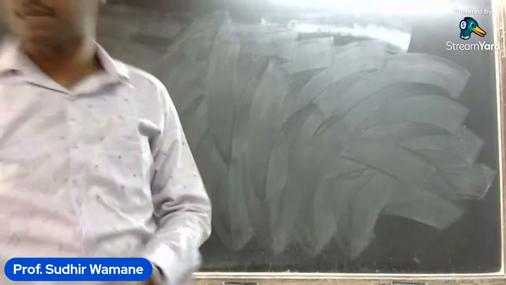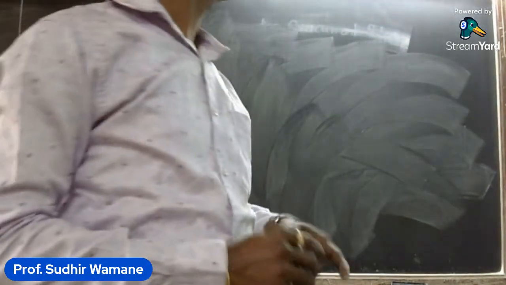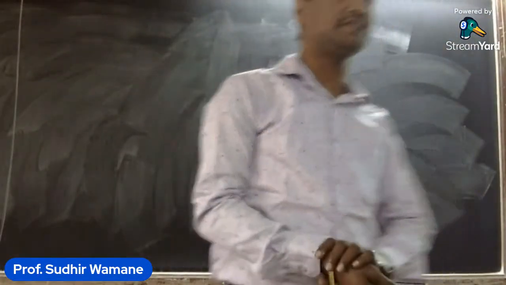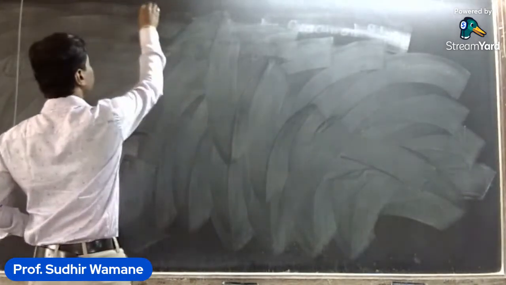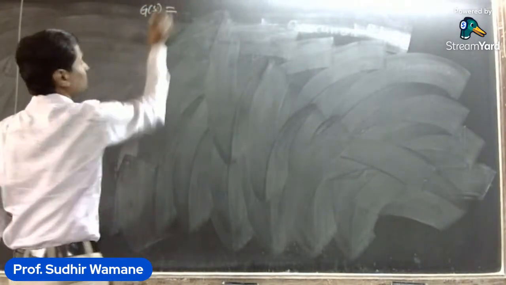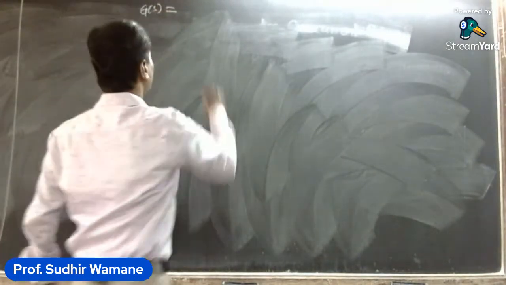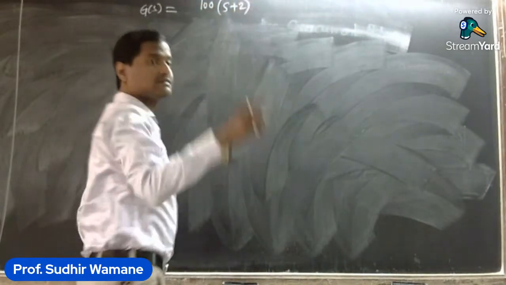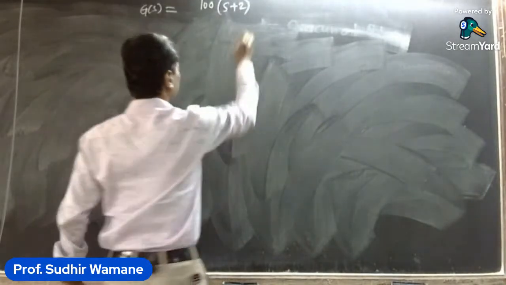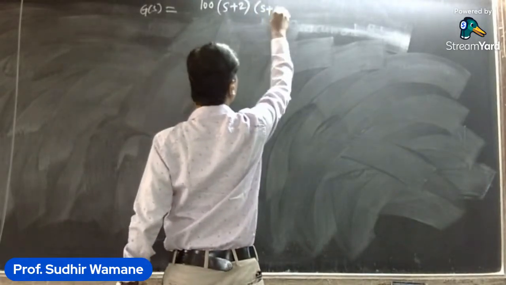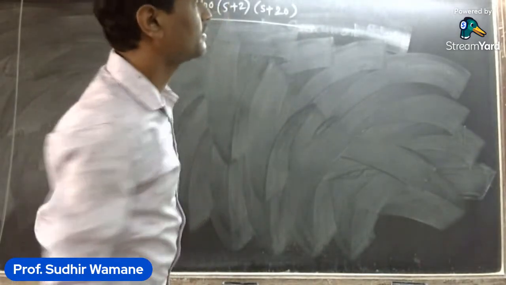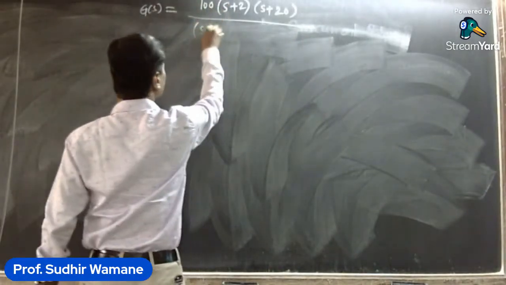It starts with the next example based on controller design. Just write down this numerical. Open loop plant is given, that is G of S equal to 100 into S plus 2 divided by 30 into S plus 20 divided by S plus 134.